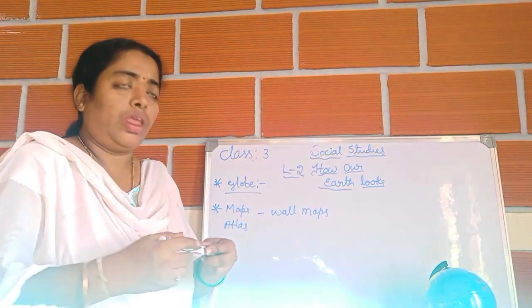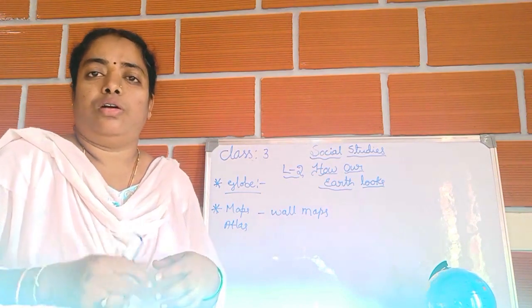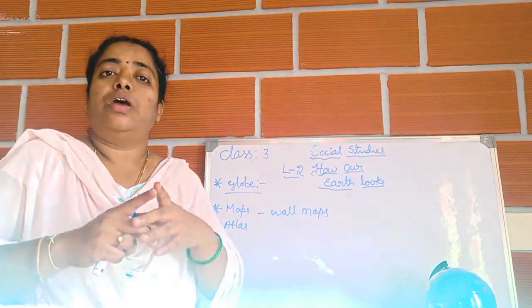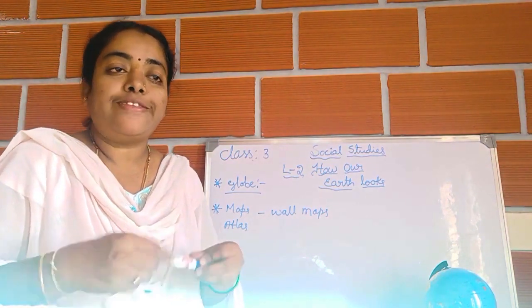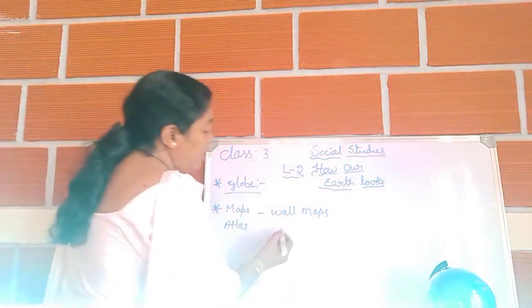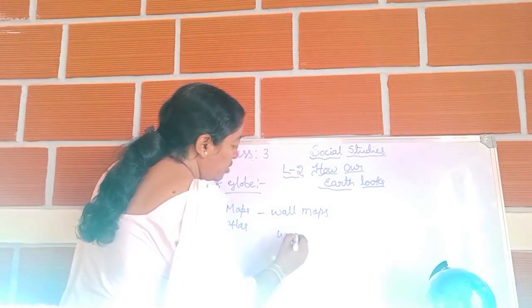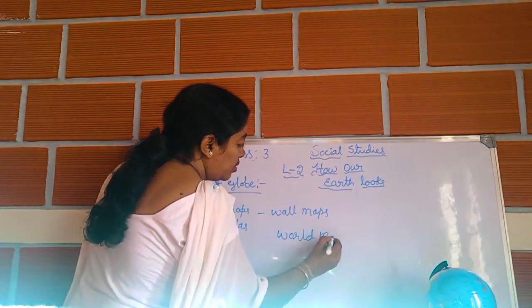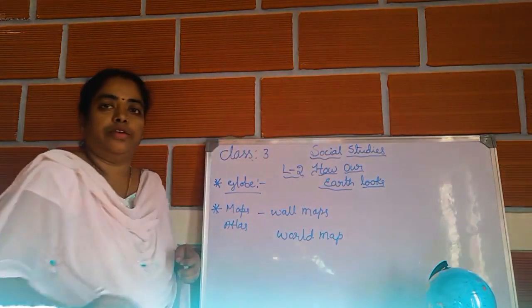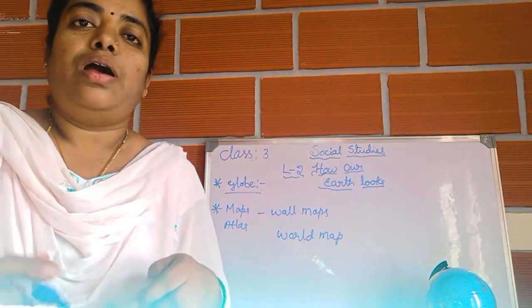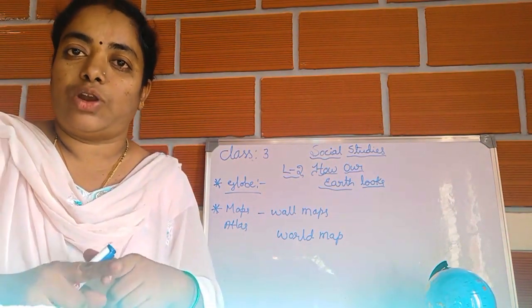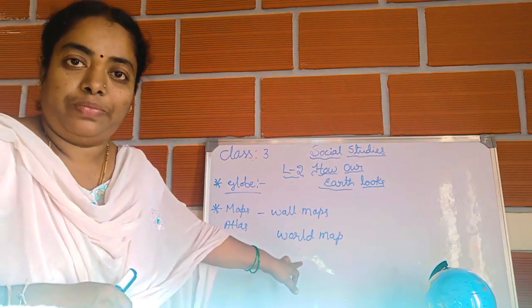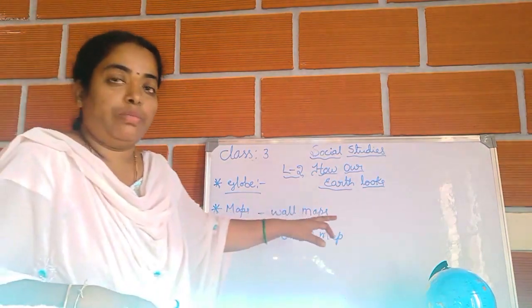Yes. And we have one more map where the surface of the entire earth is drawn. That map is called a world map. What is meant by world map? A map where the entire surface of the earth is drawn is called a world map. Hope you are getting my point, children.